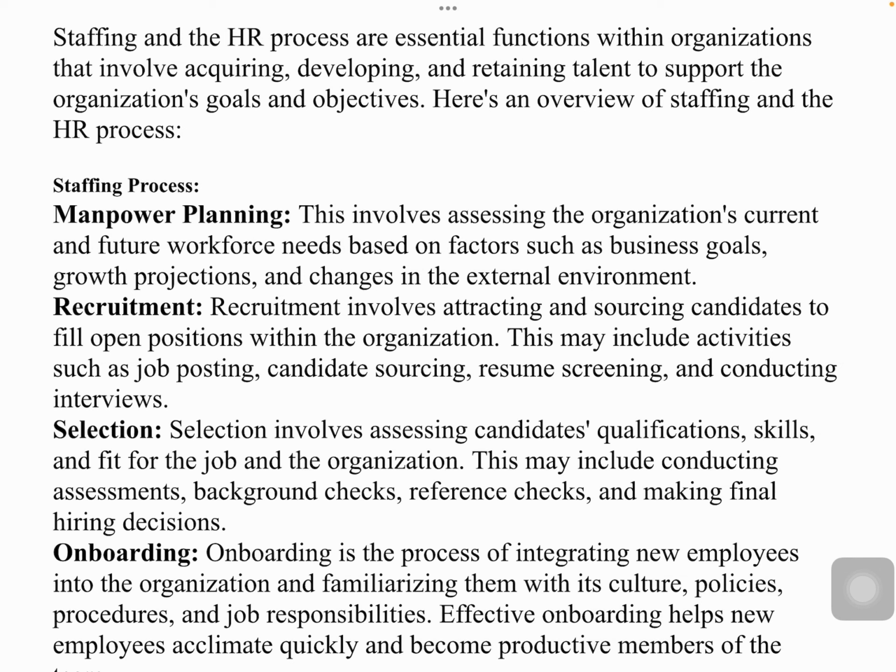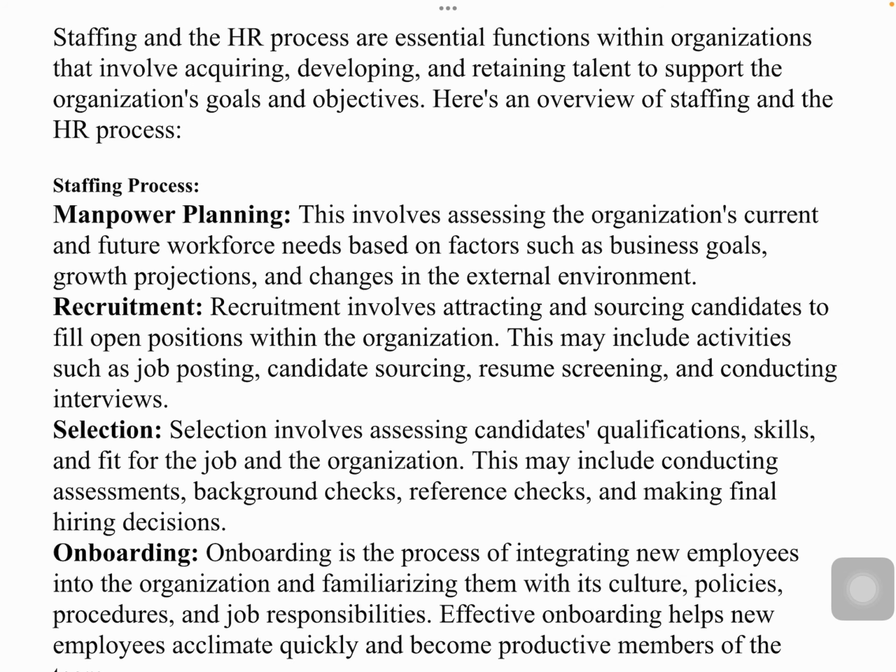So next is recruitment. Recruitment involves attracting and sourcing candidates to fill open positions within the organization. This may include activities such as job posting, candidate sourcing, resume screening, and conducting interviews. So recruitment is attracting and sourcing candidates. They look for people they can hire. An example is they are posting job ads and conducting interviews.